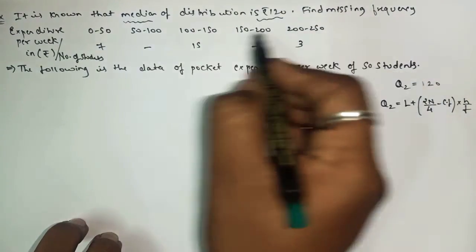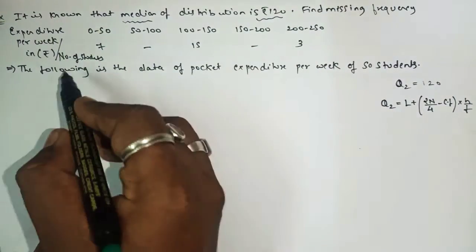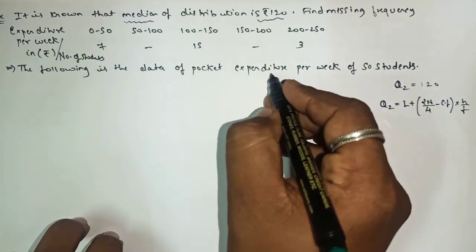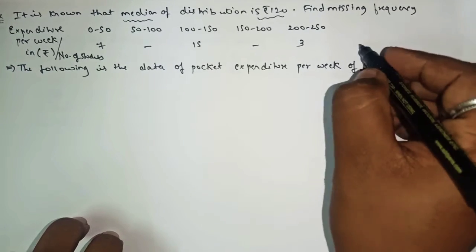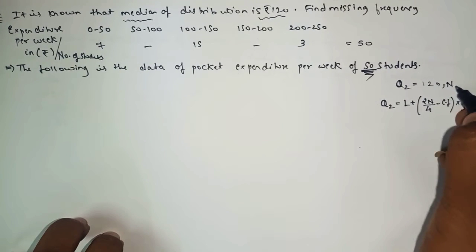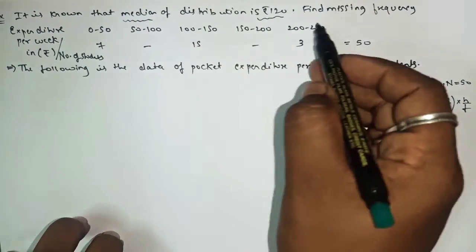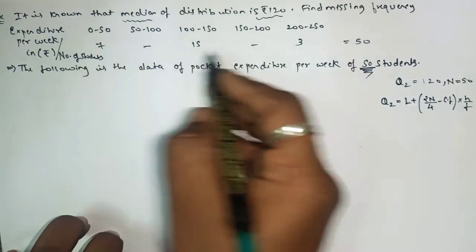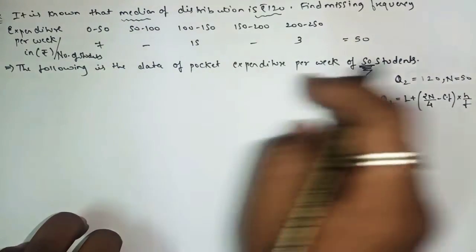The first row is expenditure per week, and the second row is number of students. So the following is the data of pocket expenditure per week of 50 students. The total number of students is 50. The first row is expenditure per week, the second row is number of students, which is known as frequency. So here we have one more value in this question, that is n equals 50.